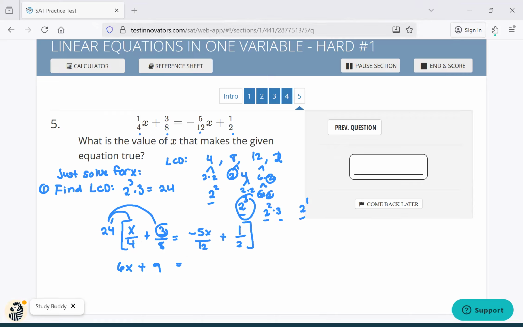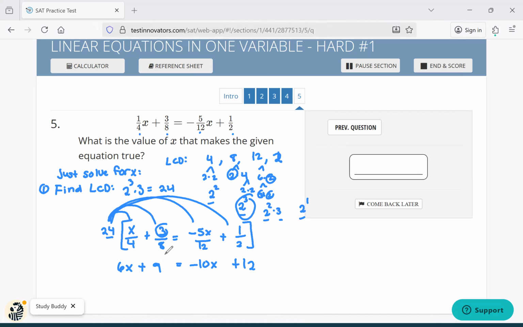Equals. What is 24 times negative 5x over 12? Well, I know that 24 divided by 12 is 2, and then times negative 5x, which is negative 10x. And then what is 24 times 1/2? Well, 24 divided by 2 is 12. Okay, so we found the LCD so we can get rid of the fraction. Now let's continue solving for x.